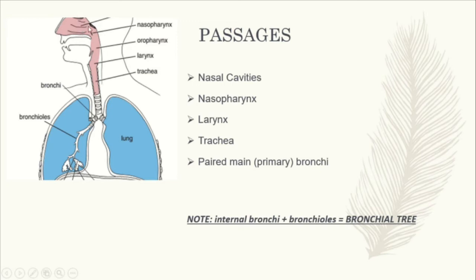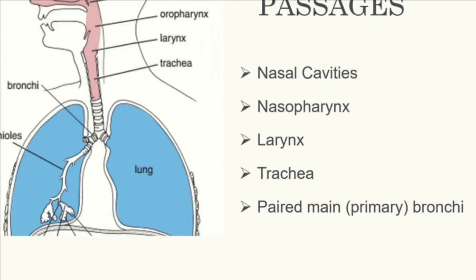The nasopharynx lies between the nasal cavities and communicates inferiorly with the oropharynx. The oropharynx is located posterior to the oral cavity. Then the larynx, a hollow tubular organ, contains a cartilaginous framework responsible for producing sounds. Then next is the trachea, the flexible air tube that extends from the larynx to the thorax. It is a conduit for air. Then in the mediastinum, it bifurcates into paired main bronchi.